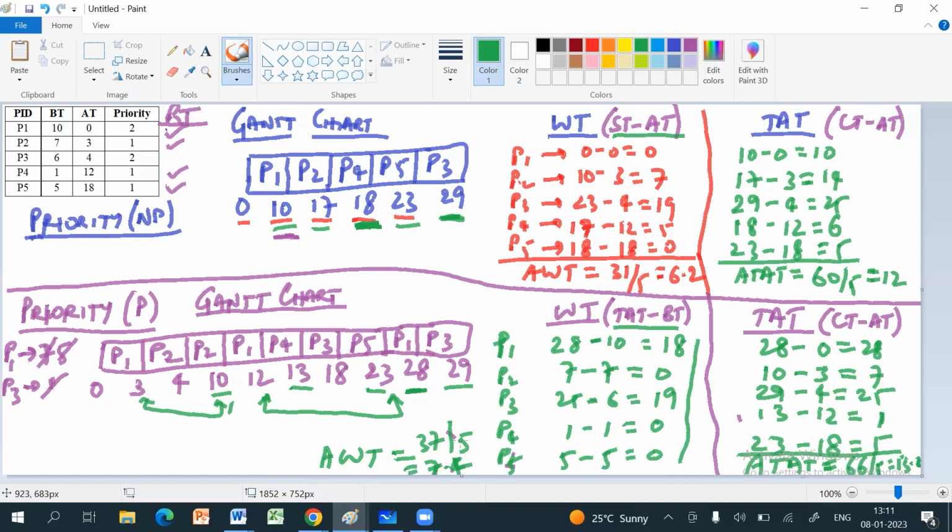Okay, so that's for priority. Now let's move on to SRTF. So let me just quickly copy this part here and move on to a new window.